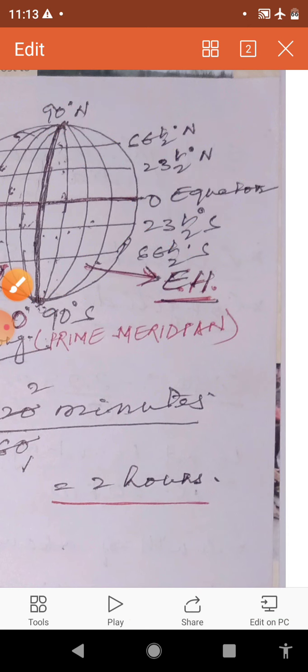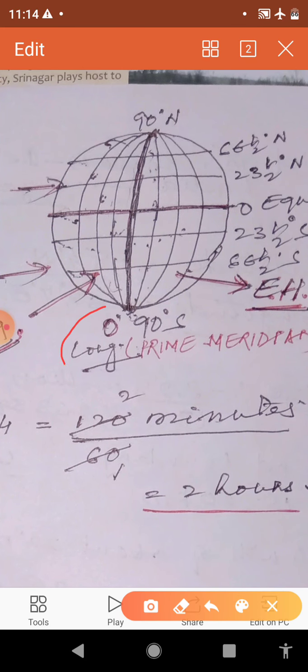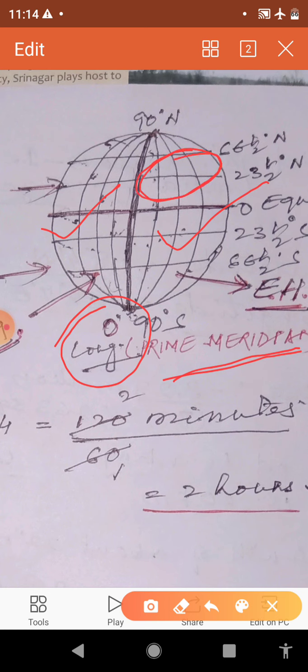After that we will discuss the eastern and the western hemisphere. So this 0 degree longitude, which is also known as prime meridian, or if you want you can call it Greenwich meridian, is also dividing the earth into two equal parts. The eastern side is known as eastern hemisphere, and the western part is known as western hemisphere. And our country is lying in the eastern hemisphere.